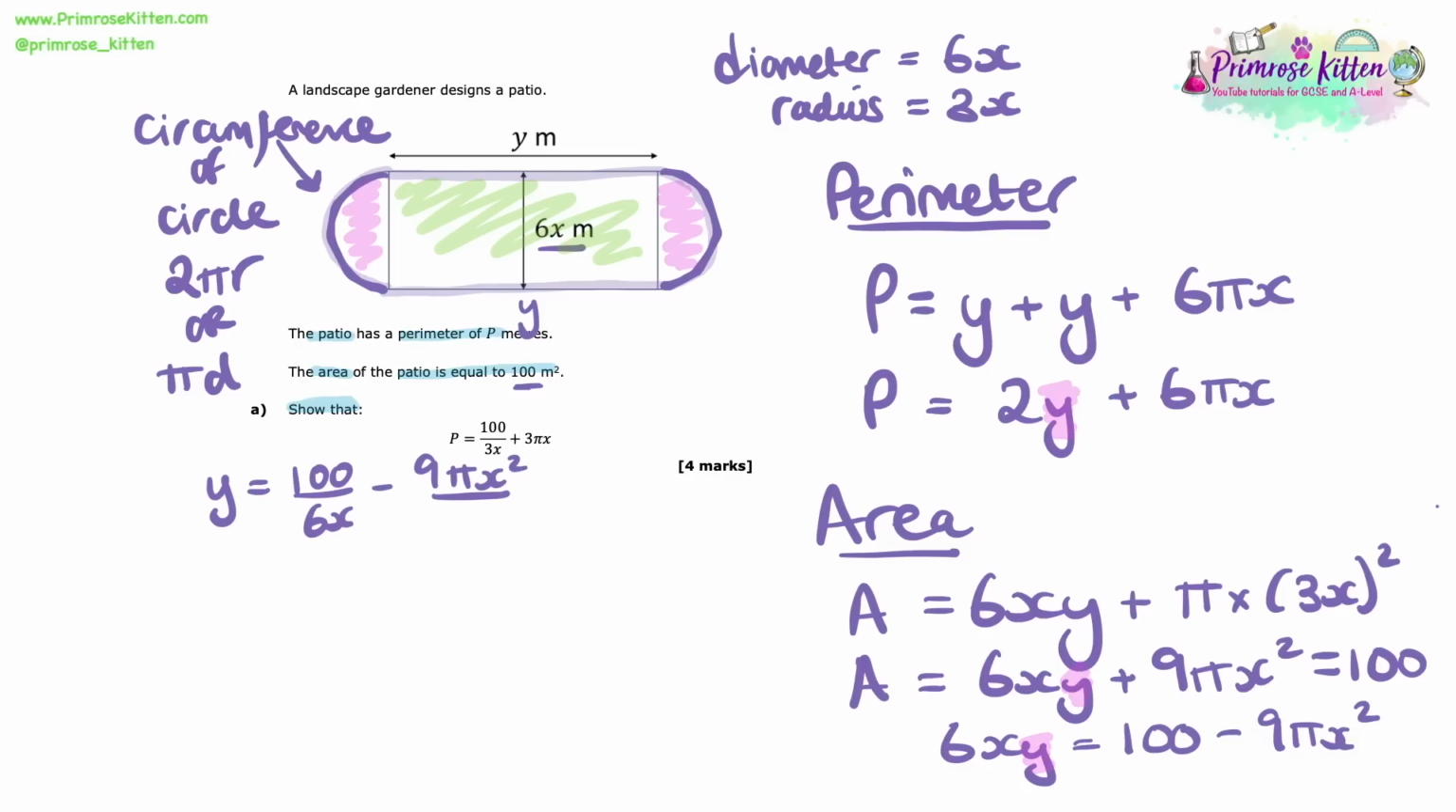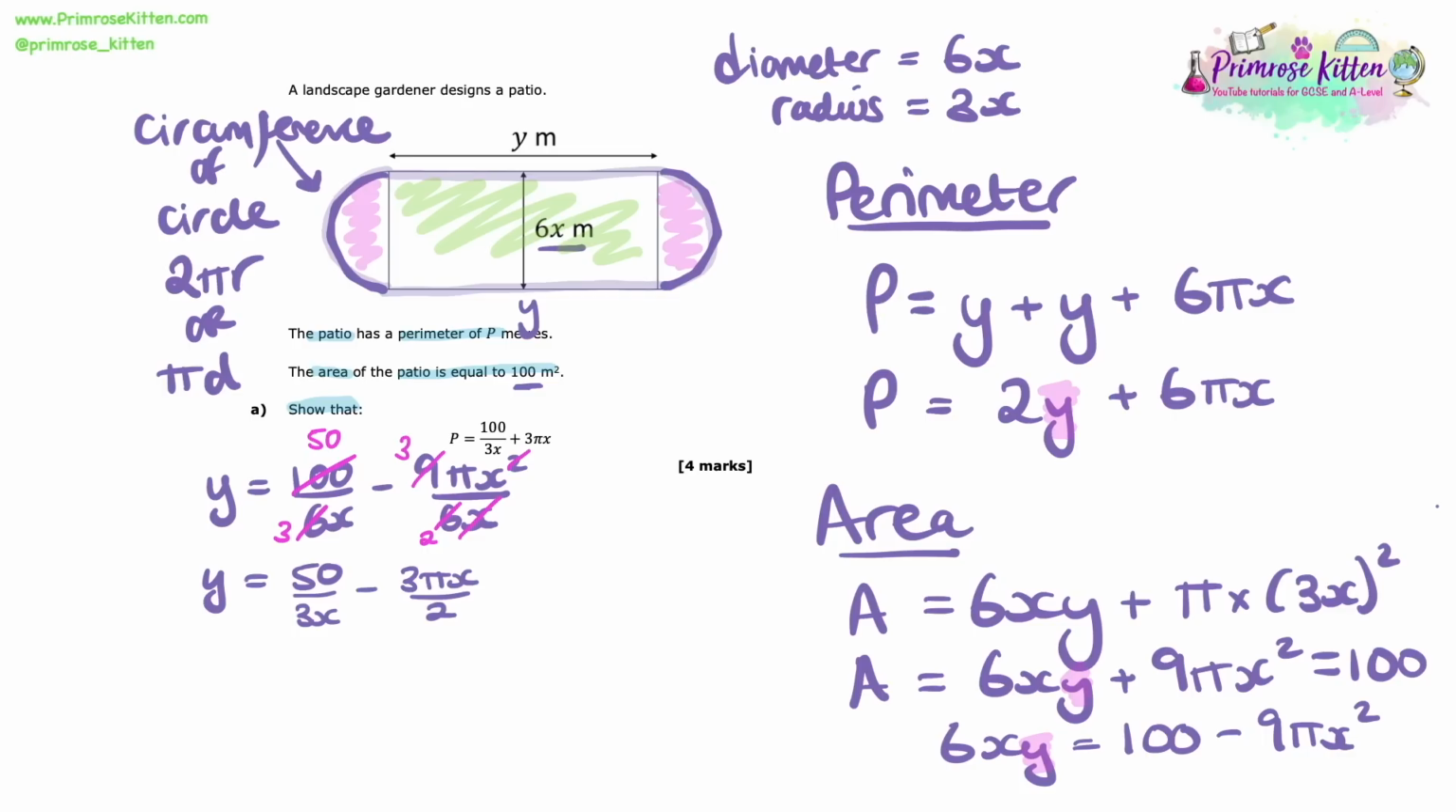Now, I can tidy that up a bit. I can look for common factors. I can see that x squared and x both have an x, so I can cancel those. 9 and 6 can both divide by 3, giving me 3 over 2. 100 divided by 2, so I've got 50 over 3 there. So that gives me in the end y equals 50 over 3x minus 3 pi x over 2.